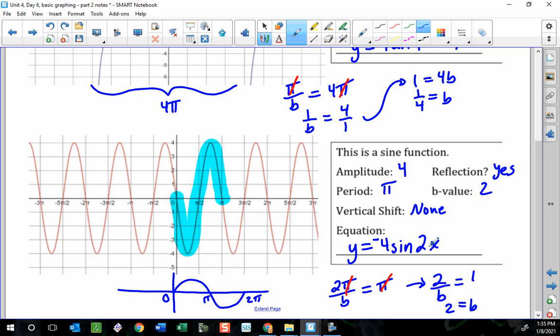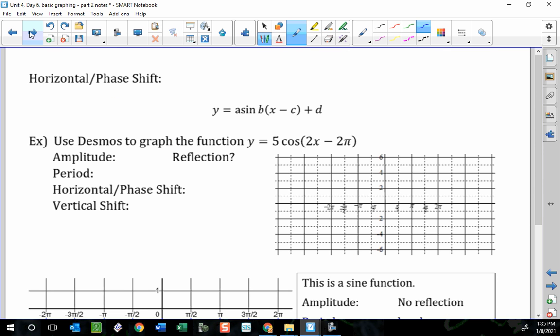Alrighty, so now comes the horizontal or phase shift. This is, let me tell you, the absolute worst. It's kind of annoying because shifting things left and right gets you off of what you're used to, but it just has to be done. We're going to really rely on Desmos to help us out here, but we have to be able to tell all the different things about this graph.